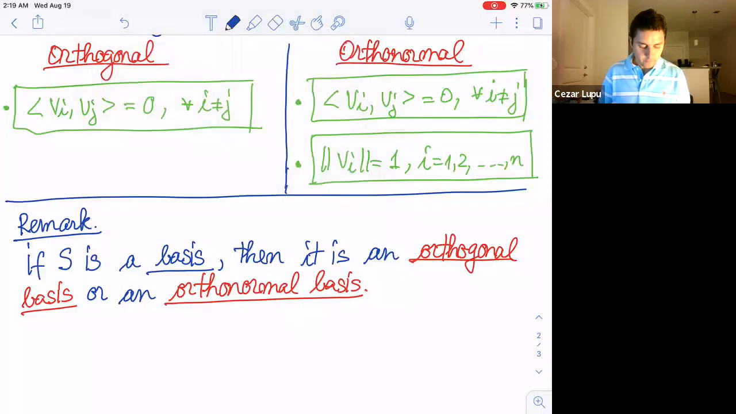Okay. Like I said, the standard basis for Rn is orthonormal, right? You just mimic the same procedure as we described for the standard basis in R3. For example, let me give you another example. So let's pick another example.